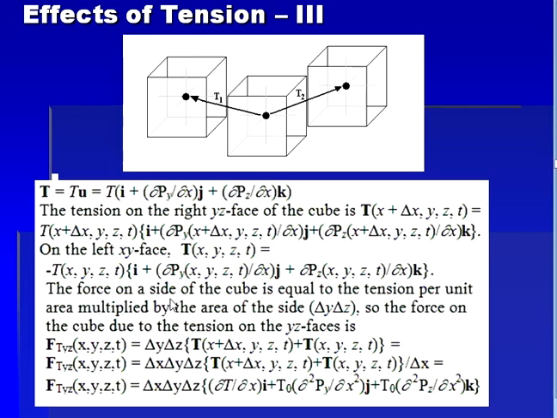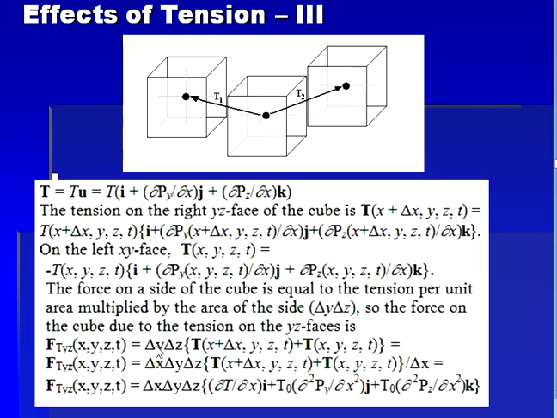Now the force on a side of the cube will be equal to the tension per unit area multiplied by the area of the side. Since we've got a constant tension on the side of the cube, the larger the area, the more force there's going to be on a given cube. So therefore, the total force on the cube is given by the area of the YZ face of the cube times the sum of the tension forces that are existing on the cube.